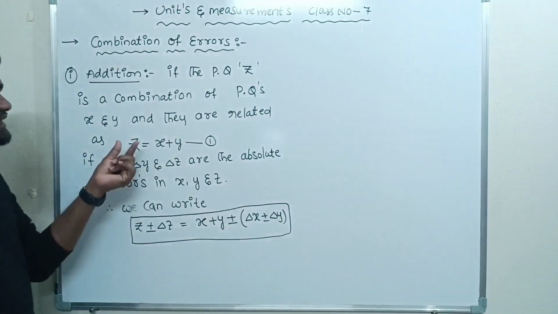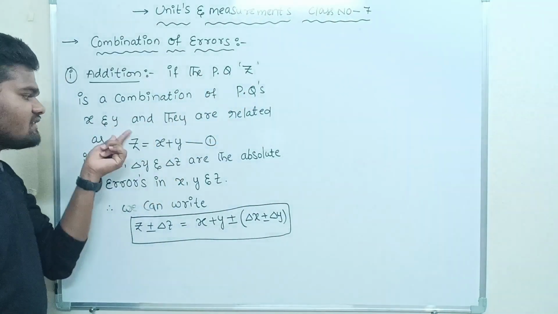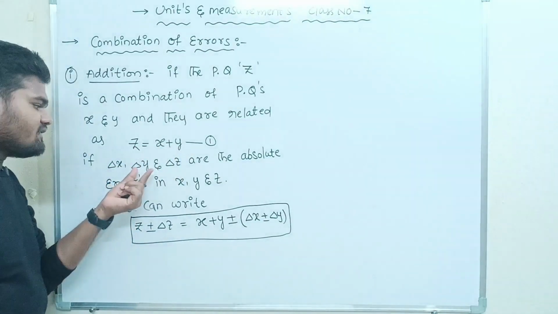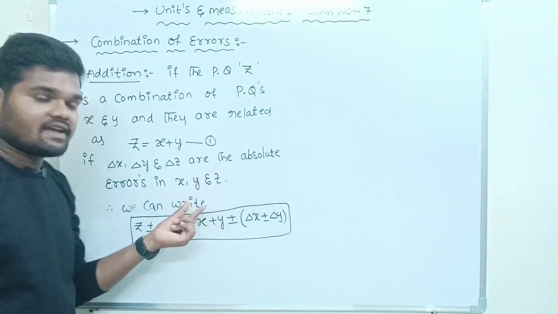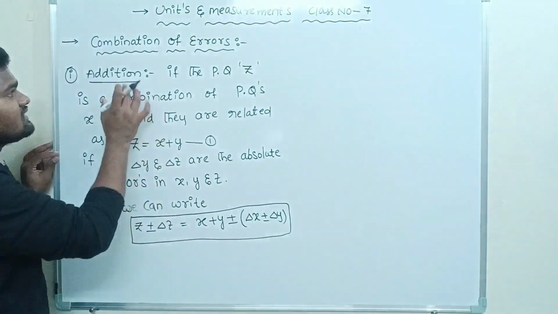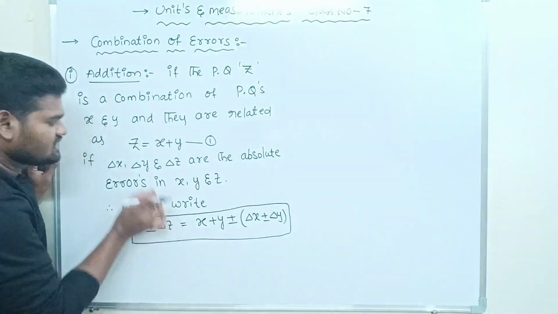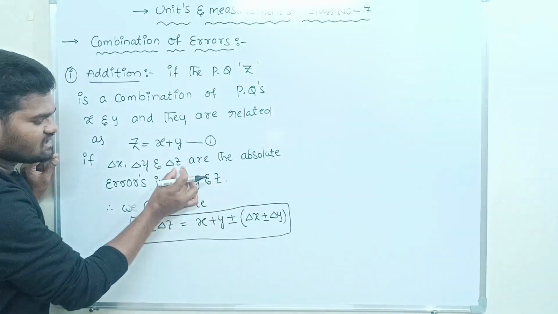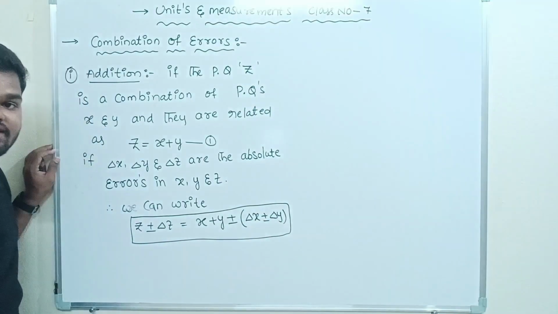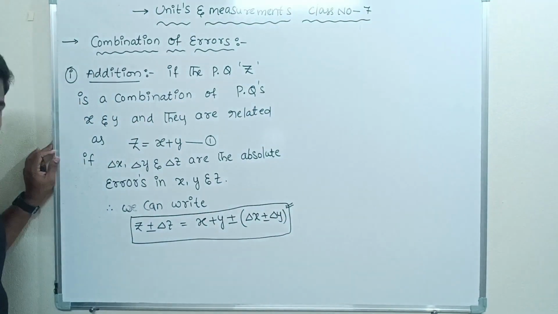Are you getting? So I just took a physical quantity Z, which is related to the two physical quantities X and Y as Z is equal to X plus Y. I'm taking delta X, delta Y, and delta Z as the absolute errors in X, Y, Z. So now we can write the equation: Z plus or minus delta Z is equal to X plus Y plus or minus delta X plus or minus delta Y. So this is called a combination of errors in case of addition.